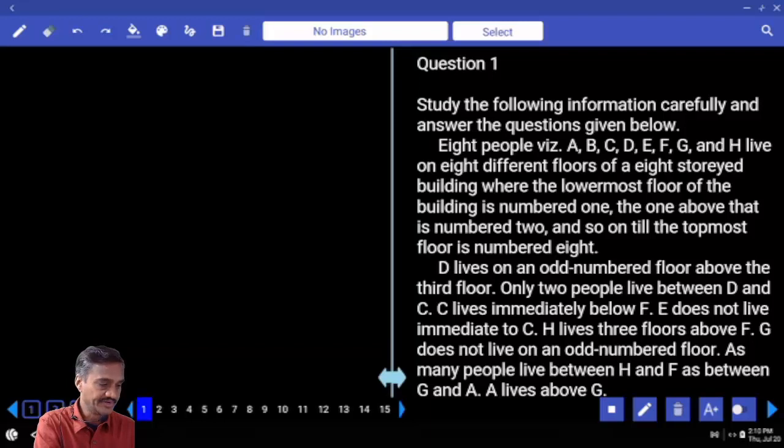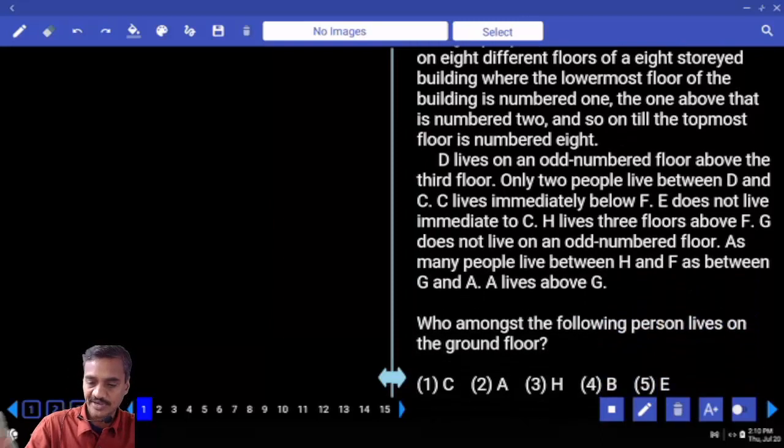Paper number 89. First, let us start with this clerk prelim. Now, question numbers 1 to 5. 8 persons live on 8 different floors of a building. No parameter is added to this one. Tell me whether it comes under the first or the second priority. Definitely under the first priority.